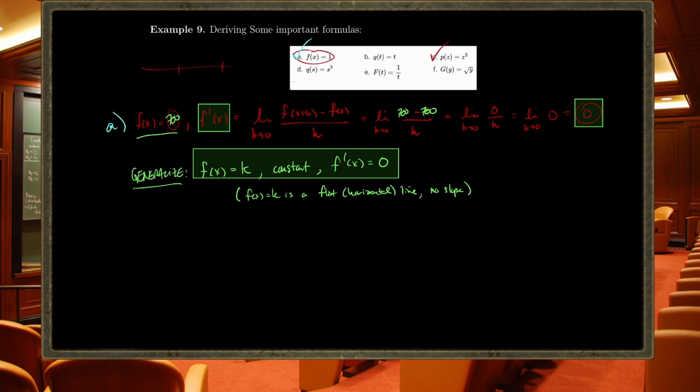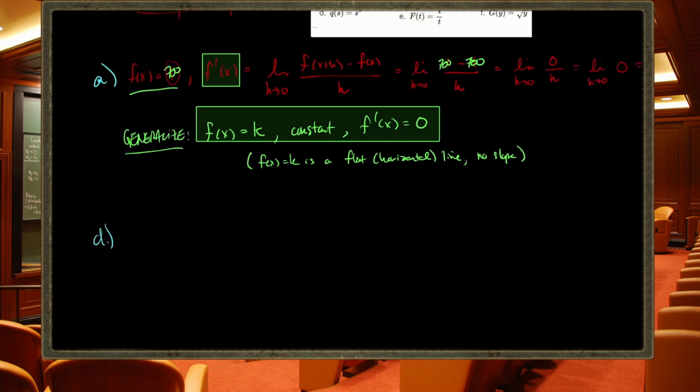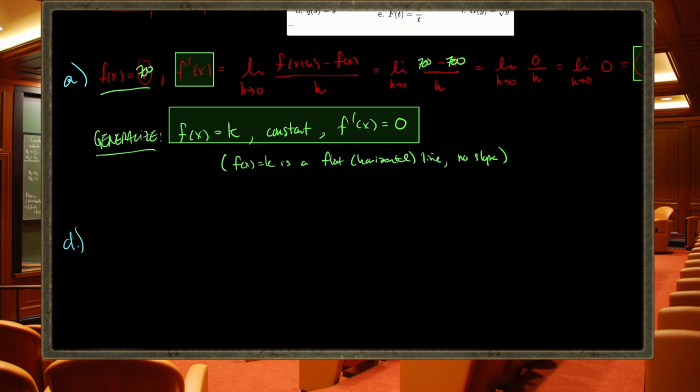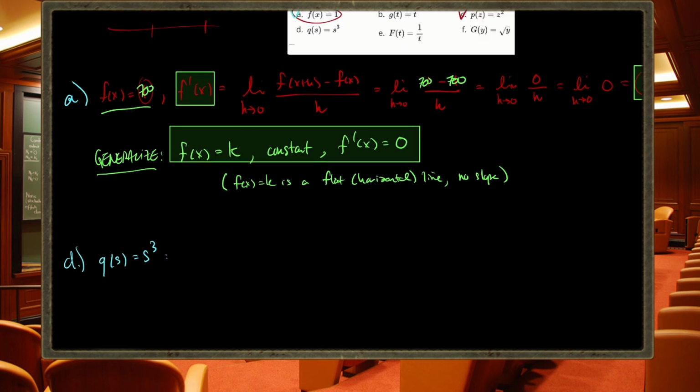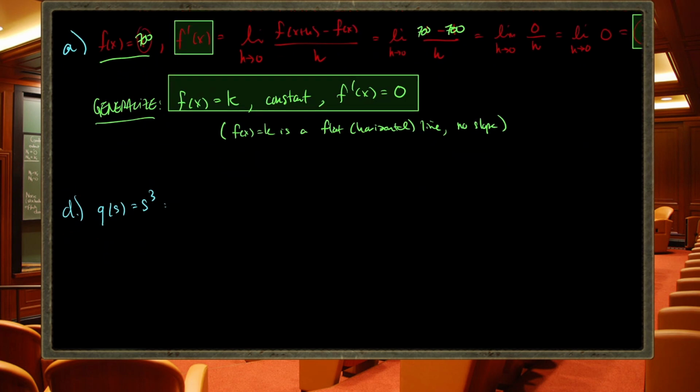So let's do d. I feel like that's some algebra we don't see often. So for q of s is s cubed, let's use the proper notation here. So this would be q prime of s. This is going to be the limit as h goes to 0 of q of s plus h, that time interval, minus q of s, all over h.